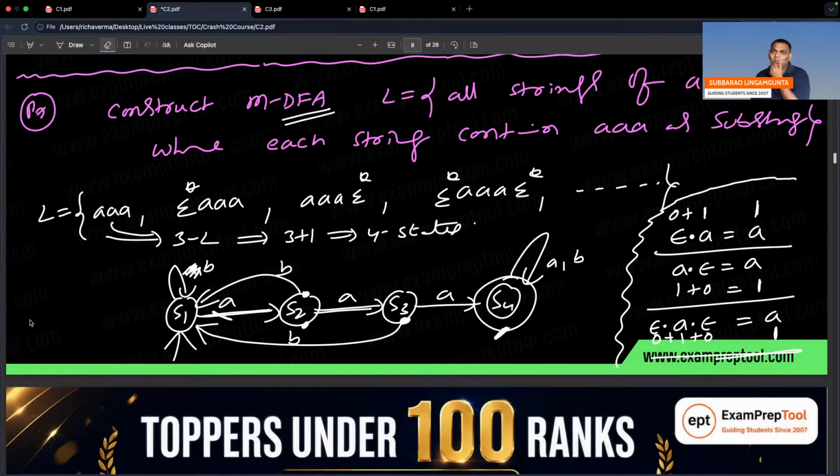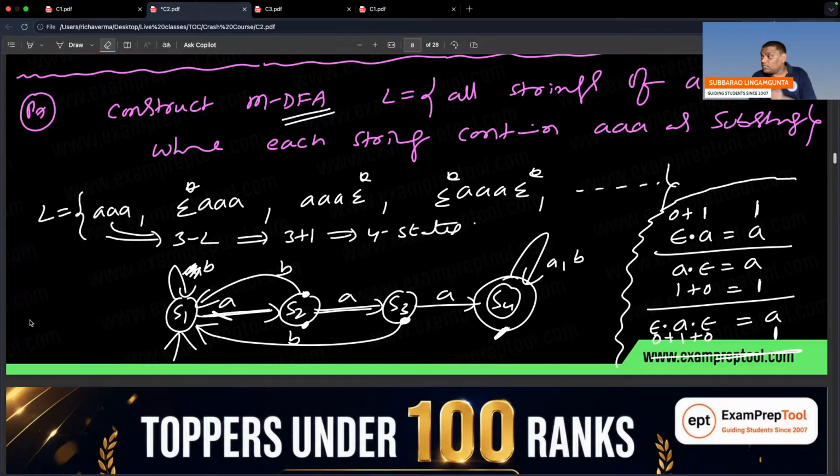Right? Check once. So this is the minimal DFA. I think 4 states. Minimal DFA, 4 states. Because minimal string is 3, 3 plus 1, 4. 4 you started, but luckily you don't need extra.